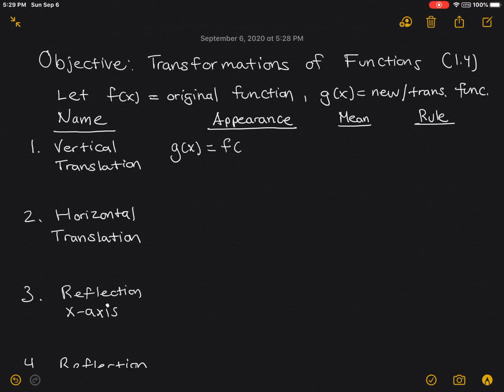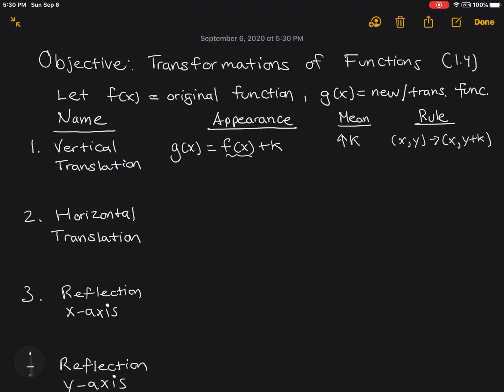So if you have g of x, which is your new function, and you take your original function and you add k, well, this means it shifts the graph up by k units. What graph? Your original function, up by k units. And what's the coordinate rule? Well, if you shift it up, for your coordinate rule, you take your original, you keep your x value, and you take your y value and you add whatever that k is.